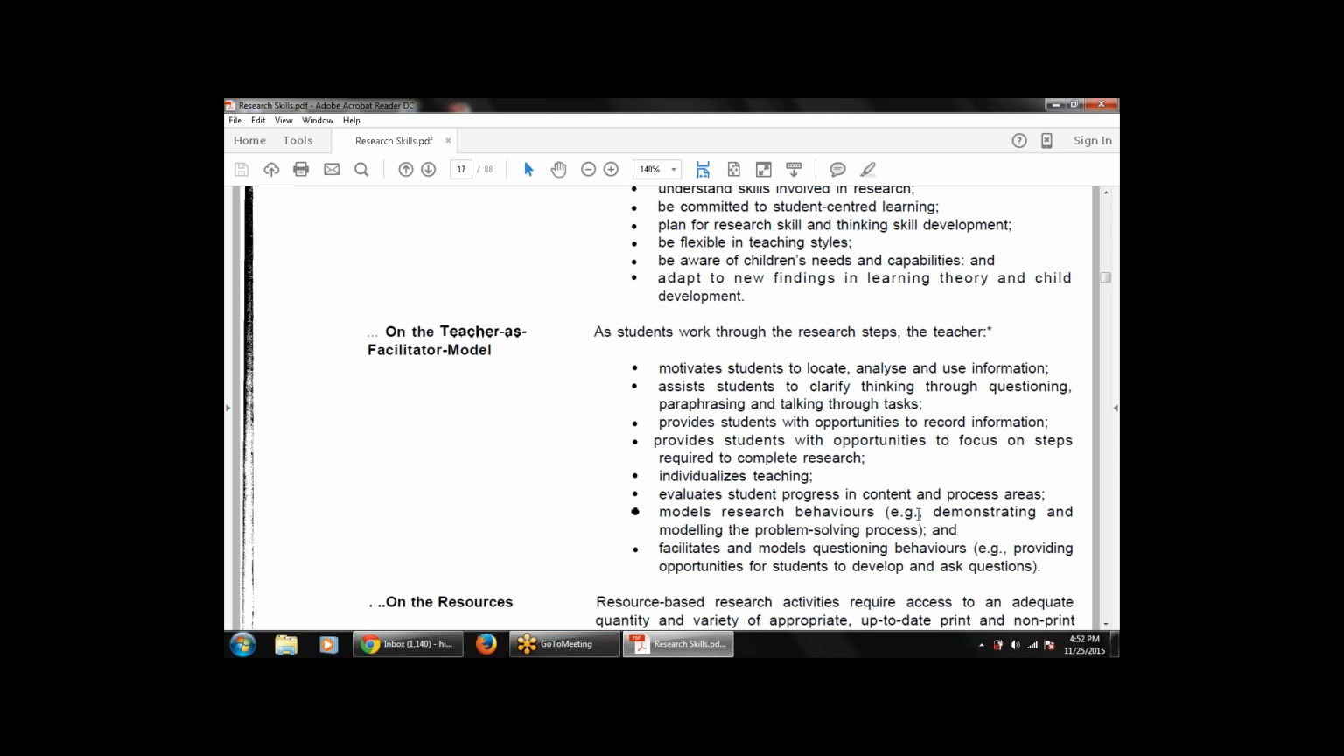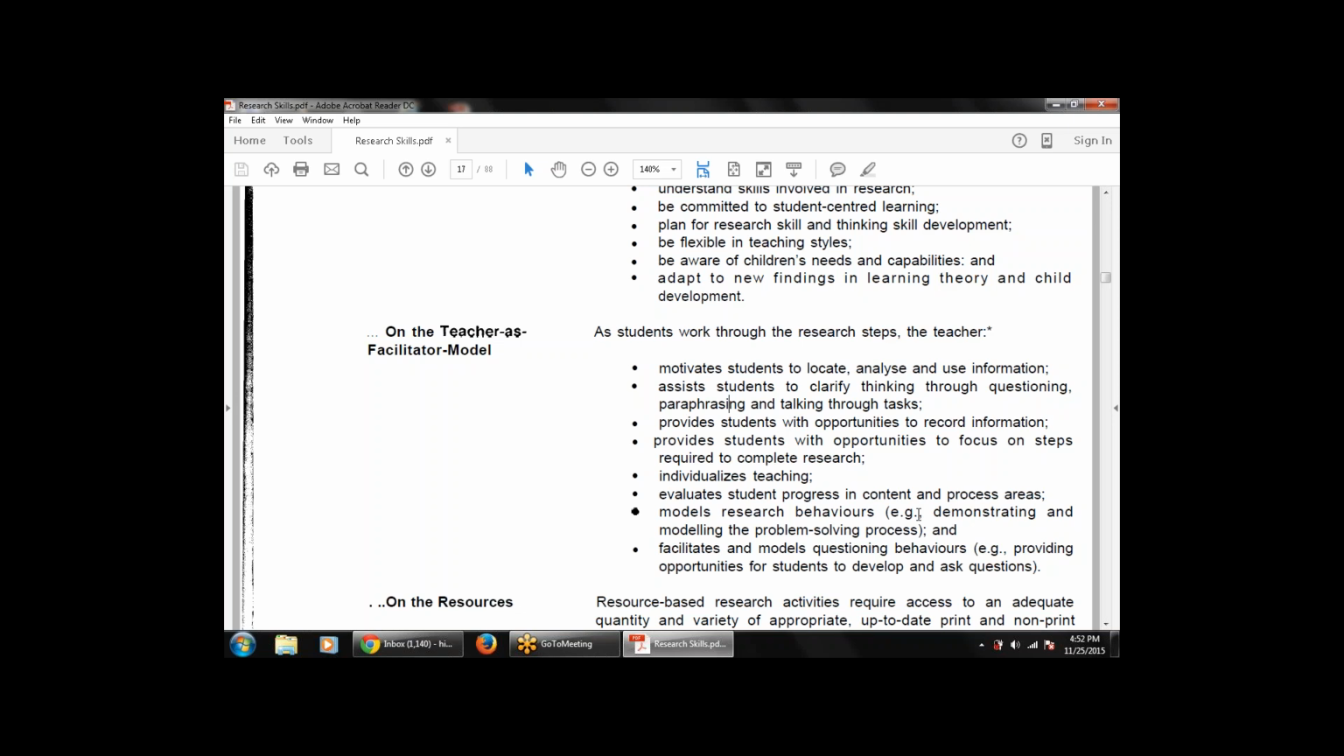So first is to motivate the students, then assist the students. Third is to provide the students with opportunities to record the information. I'm not saying that I'm talking and you are not able to write anything. That is also the role of the teacher, to provide the students with various opportunities to record the information. The next is to provide the students with opportunities to focus on the steps required to complete the task, that is, the various steps required to complete the task.